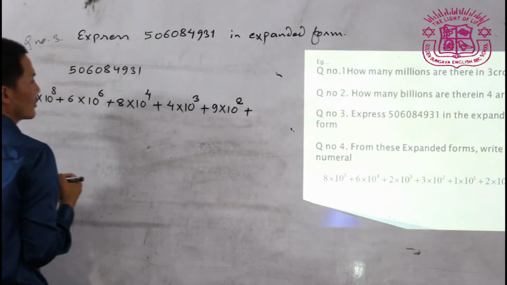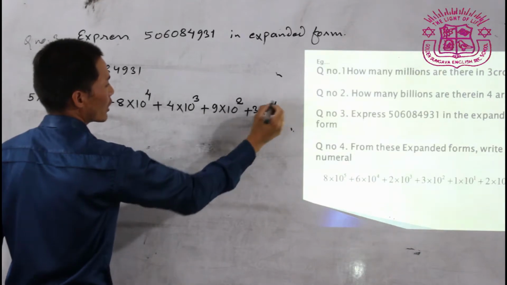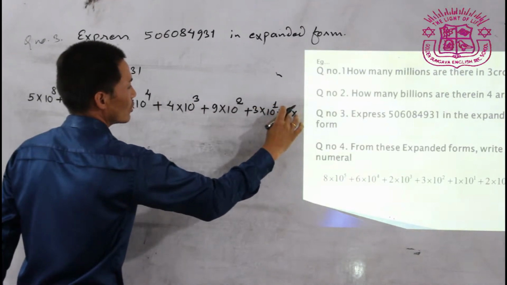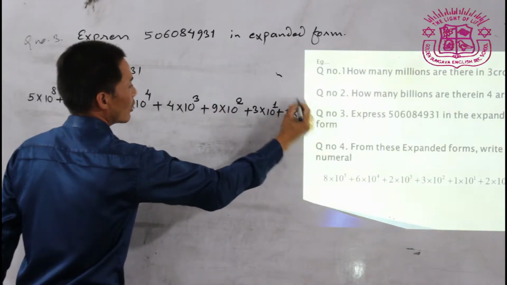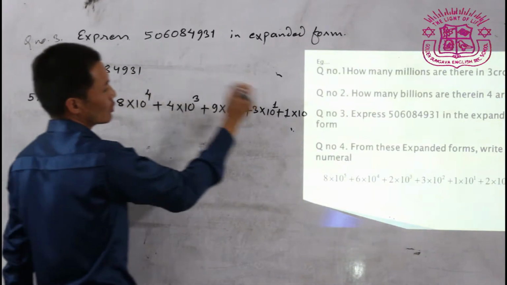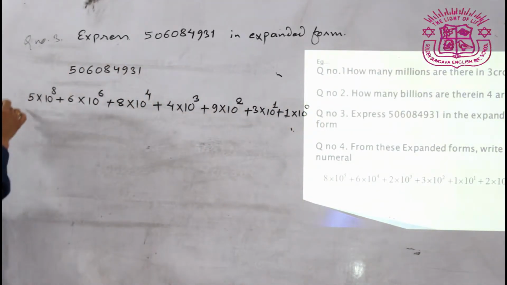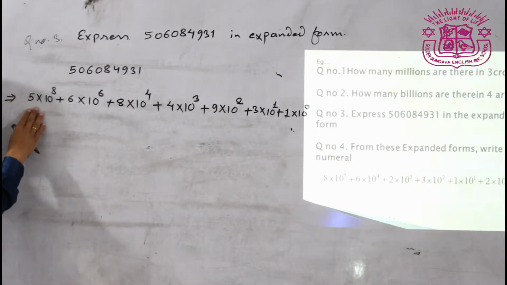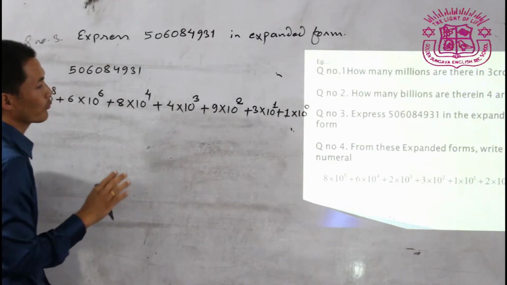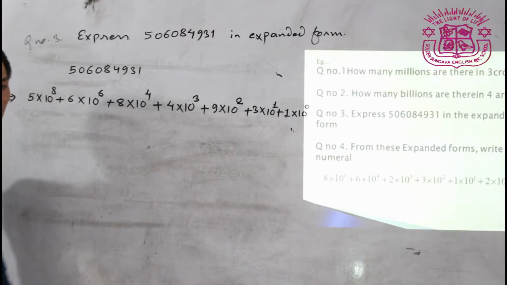Plus 3 times 10 to the power 1. Plus 1 into 10 to the power. Is there any number after 1? No. So power 0. This is the way of writing or expressing the number into expanded form. You can write the number and you can try out one more example.